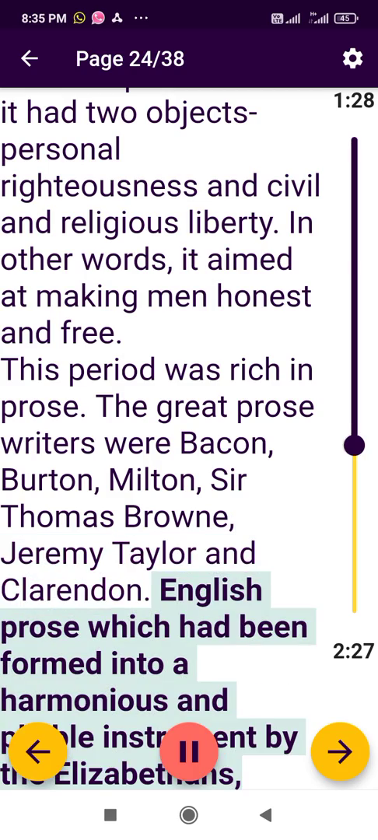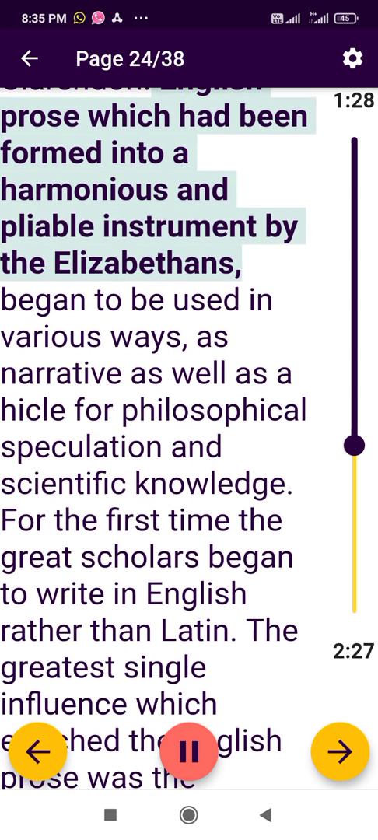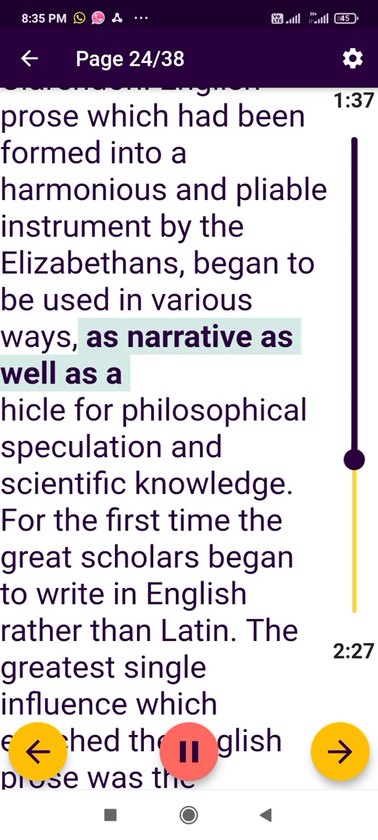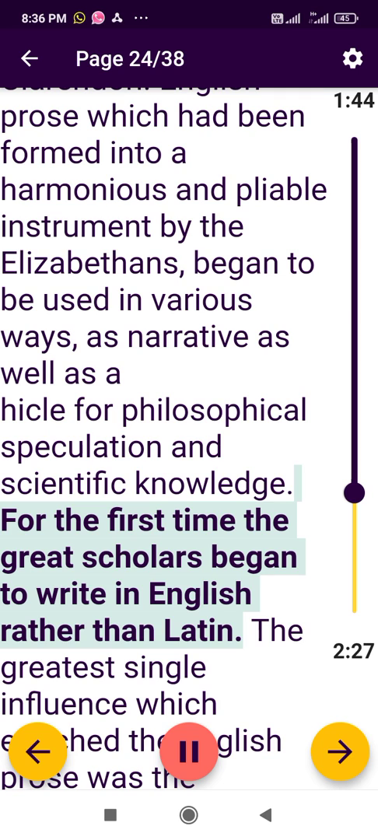English prose, which had been formed into a harmonious and pliable instrument by the Elizabethans, began to be used in various ways, as narrative as well as vehicle for philosophical speculation and scientific knowledge. For the first time the great scholars began to write in English rather than Latin.